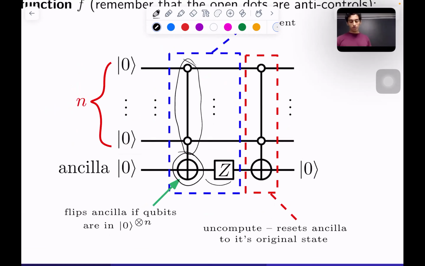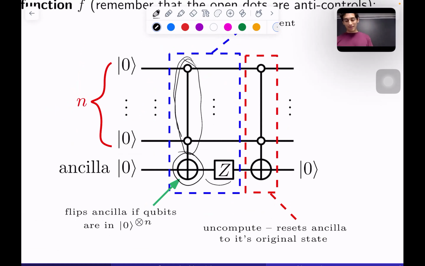And then you can trace through this. It basically says that because of these anti-controls, each of those n main qubits has to be in the zero state to flip the ancilla into a one before we apply Z. And then the Z will apply -1 if it's in a one state, and do nothing otherwise. So that's just an implementation of Z0. Make sense in general?